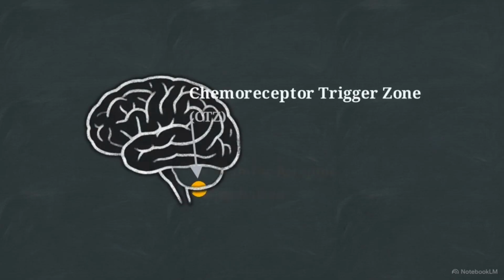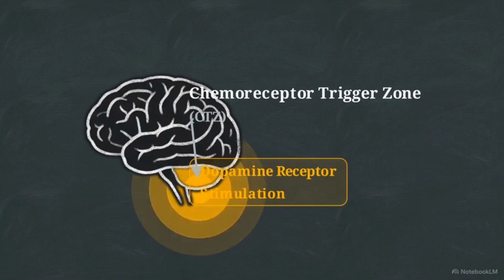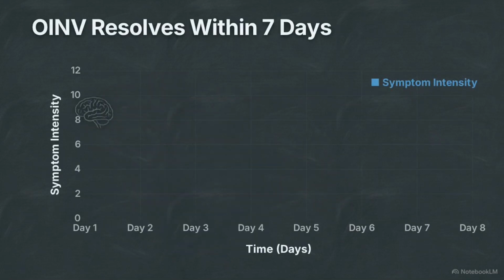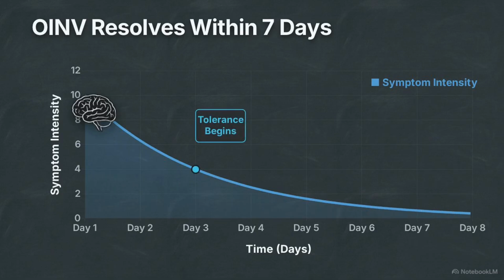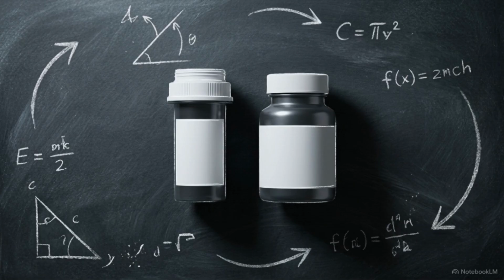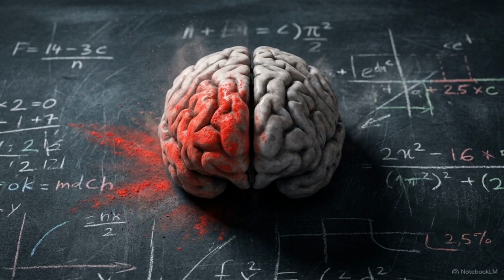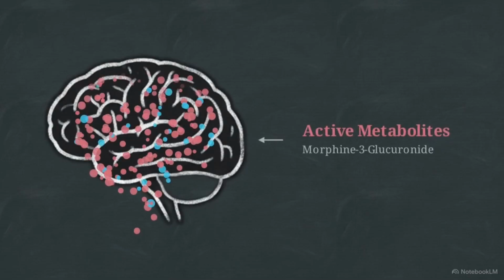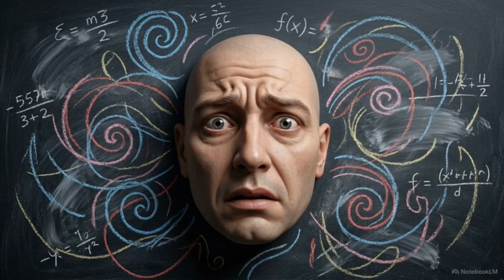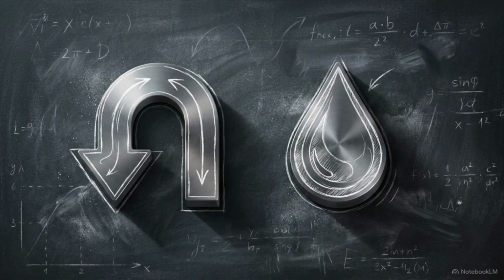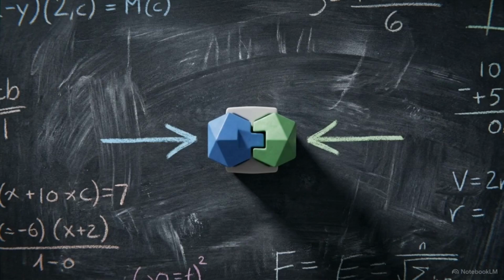Nausea and vomiting are driven by dopamine receptor stimulation in the brainstem's chemoreceptor trigger zone. This symptom is typically self-limiting, resolving within 3 to 7 days as the body builds tolerance, but can be managed with metoclopramide or haloperidol in the interim. More severe is opioid-induced neurotoxicity, where the accumulation of active metabolites leads to myoclonus, confusion, and hallucinations, requiring immediate rotation and hydration. The active receptor-level manipulation of these side effects is as critical to the patient's stability as the analgesia itself.